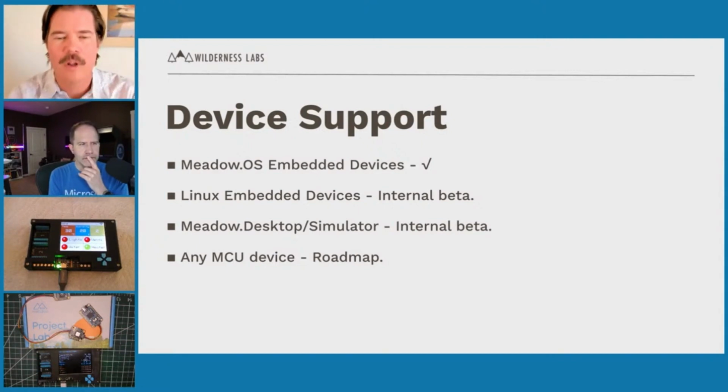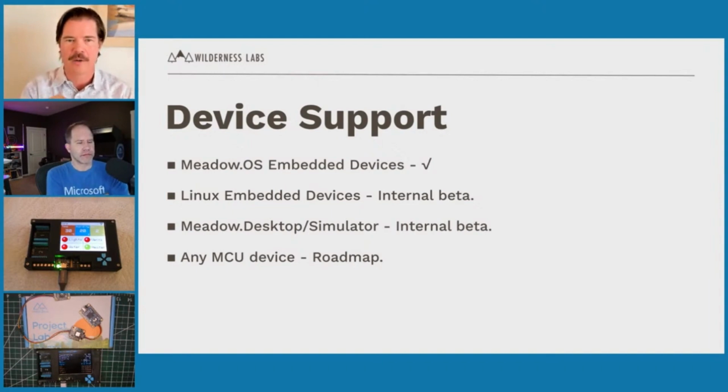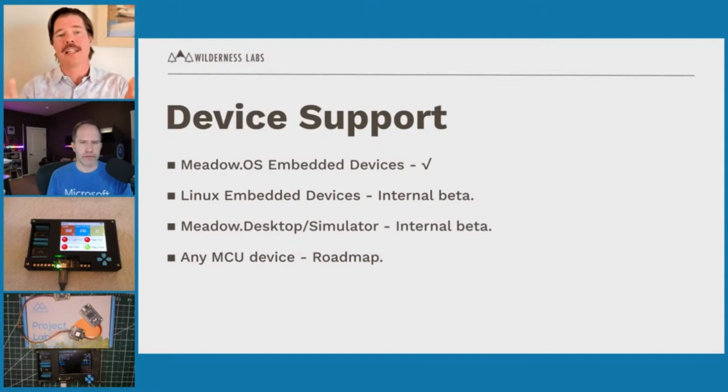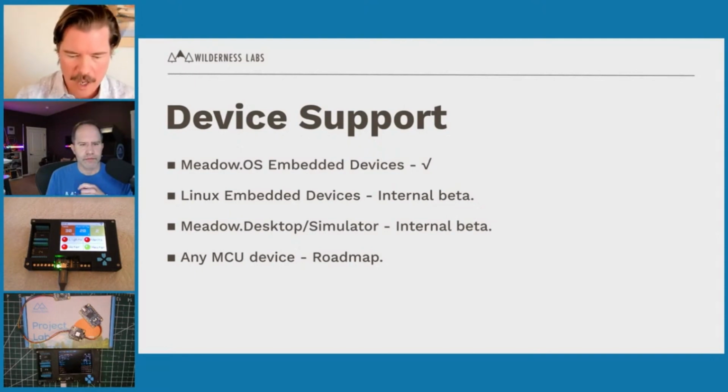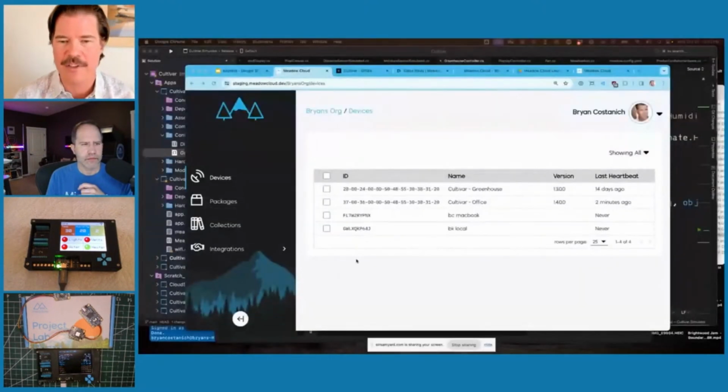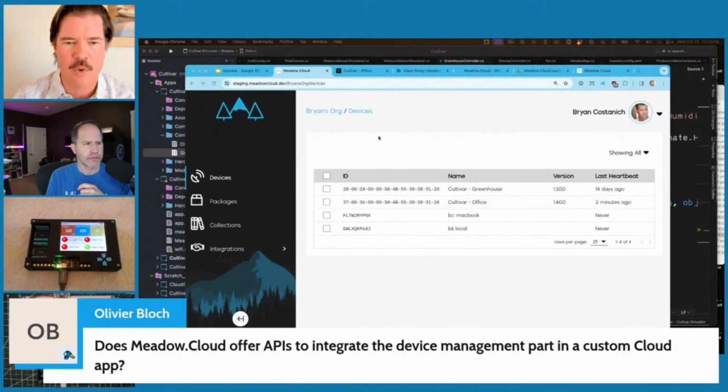And speaking of remote control, one thing that I forgot to answer in one of the questions was, can I access that remote control other ways? And the answer is absolutely yes. So everything that you see in the Meadow.Cloud API, everything in the Meadow.Cloud UI, everything that you see here is actually accessible via an API.